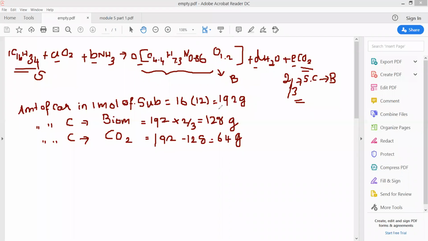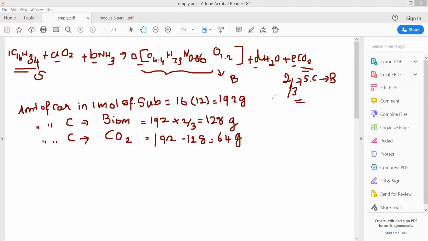So now what will be the remaining carbon? Where will the remaining carbon go? So we will see the product. Obviously that will be converted to CO2 only. There is no possibility of carbon getting converted to H2O. So the amount of carbon converted to CO2 is 192 minus 128, equal to 64 grams. And this is only for carbon, this method whatever we are doing.